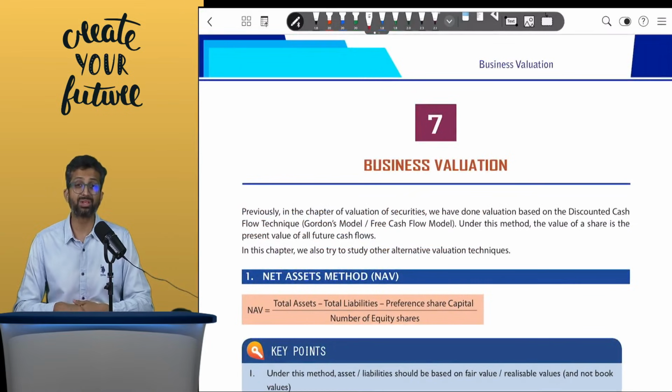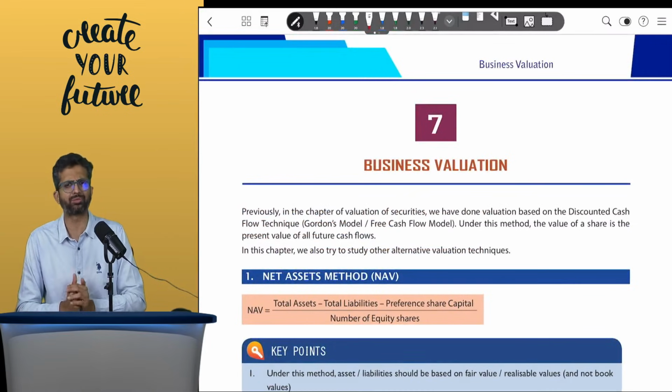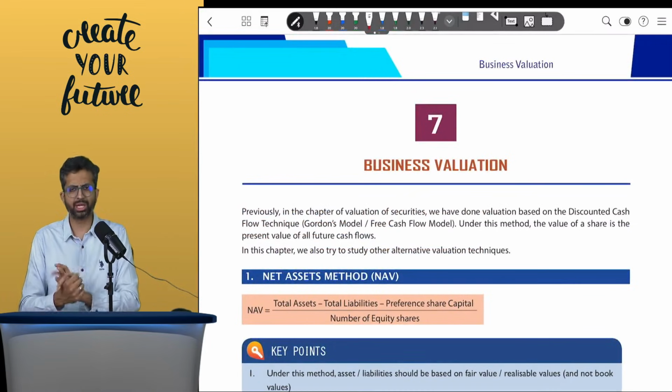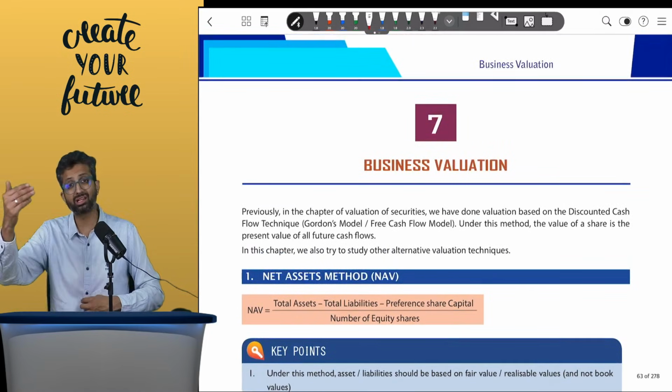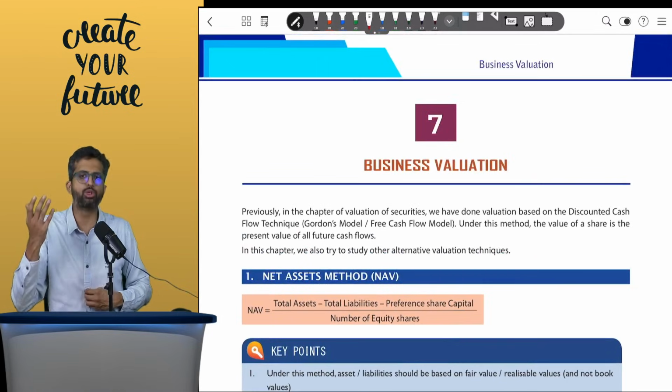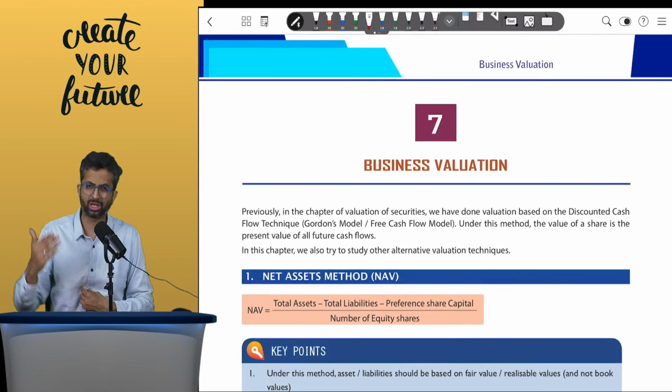Now there's a chapter on business valuation. In this case, there is a fair amount of theory which gets added, but from an exam perspective, at least on a practical sums perspective, for the new theory as well as the new possible simple numericals that can come, we have put a separate video, you can refer to that as well.